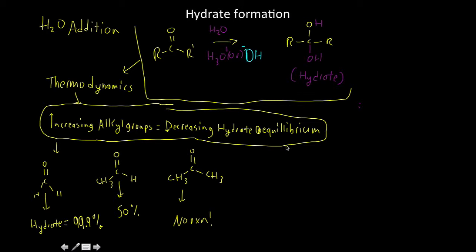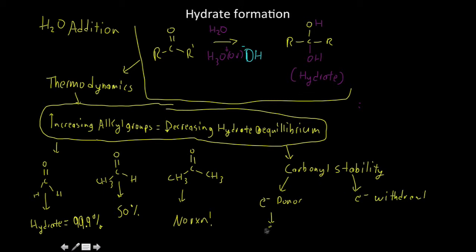The reasoning for this all comes down to the carbonyl stability. There are two things that can contribute to the carbonyl stability: electron donors and electron withdrawers. If you have something that's an electron donor, that's going to stabilize the carbonyl compound, and you're going to have, relatively speaking, a low hydrate concentration at equilibrium.